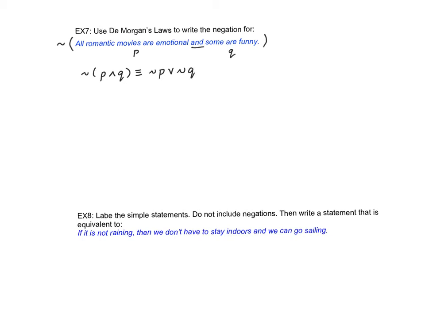I'm doing this example because I don't know if you've noticed this. All romantic movies are emotional. That's a quantified statement. So P is all romantic movies are emotional. Q, some are funny, is actually referring to romantic movies, so some romantic movies are funny.